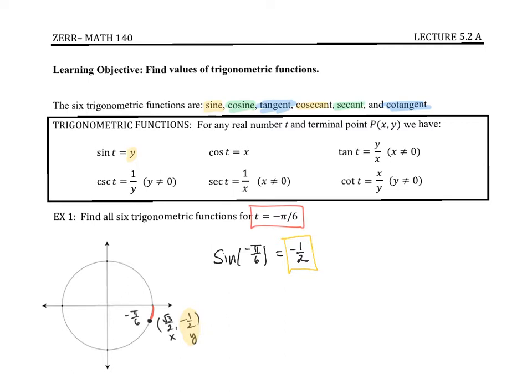Okay, let's try another one. Let's do cosine of negative pi over 6, and that's just the x value. So that would be the square root of 3 over 2. Square root of 3 over 2, and that is done. Okay, so let's work on tangent.